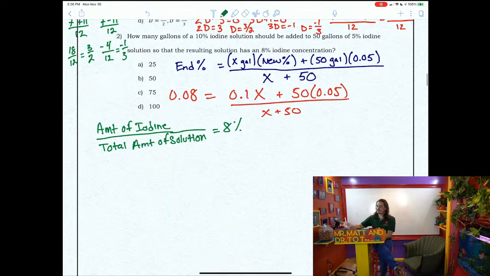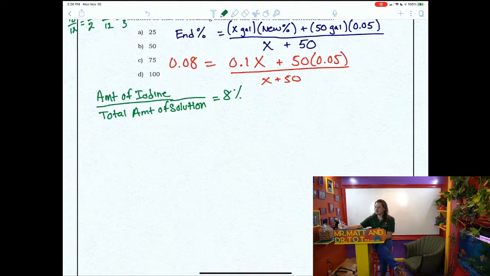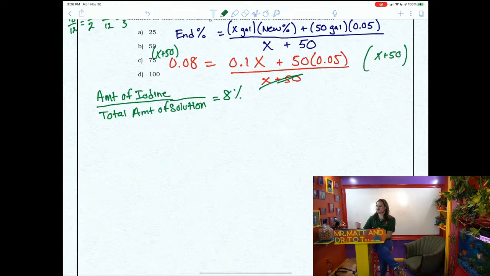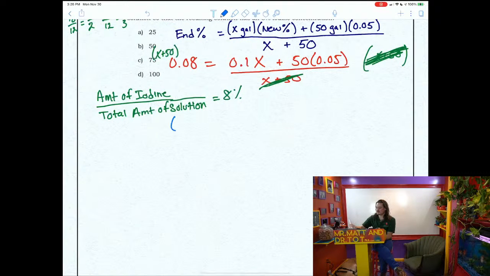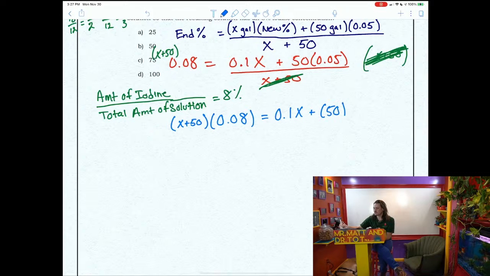So first, I'm going to multiply on both sides by the quantity X plus 50 because I have that denominator on the right. So that's going to cancel the X plus 50s on the right, and that's going to leave me with X plus 50 times 0.08 is equal to 0.1x plus 50 times 0.05.